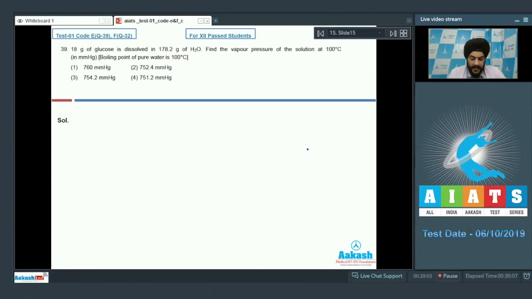Question number 39. 18 gram of glucose is dissolved in 178.2 gram of H2O. Find the vapor pressure of the solution at 100 degrees C in mmHg. It is given to us that the boiling point of water is 100 degrees C. So students, we have to talk about the concept of relative lowering of vapor pressure. So we know that the relative lowering in vapor pressure, denoted by RLVP, is equal to the mole fraction of the solute. So it shall be equal to chi of solute.